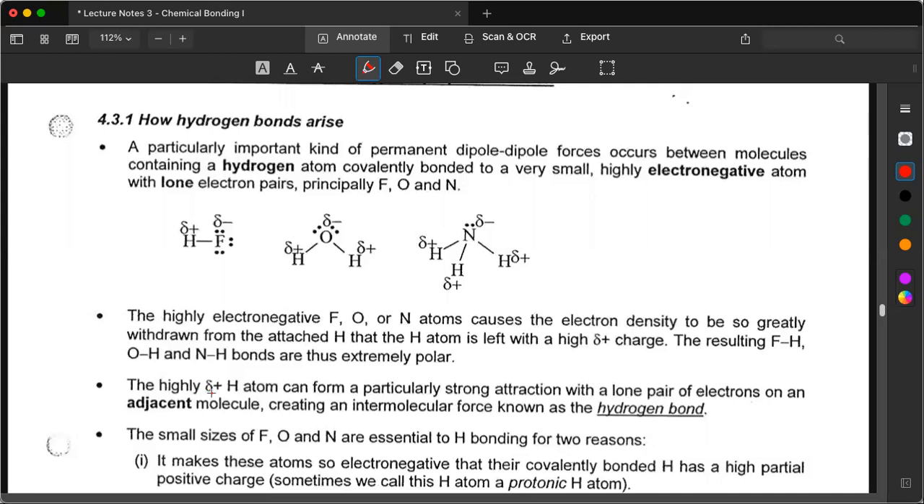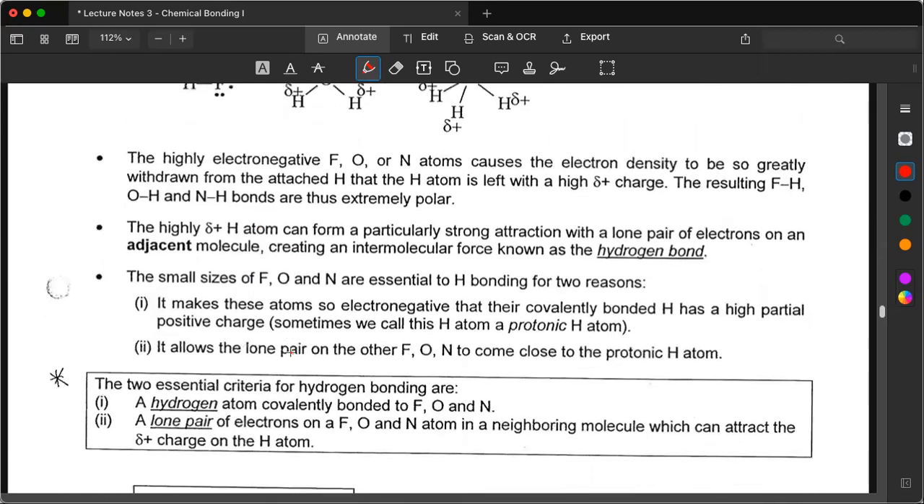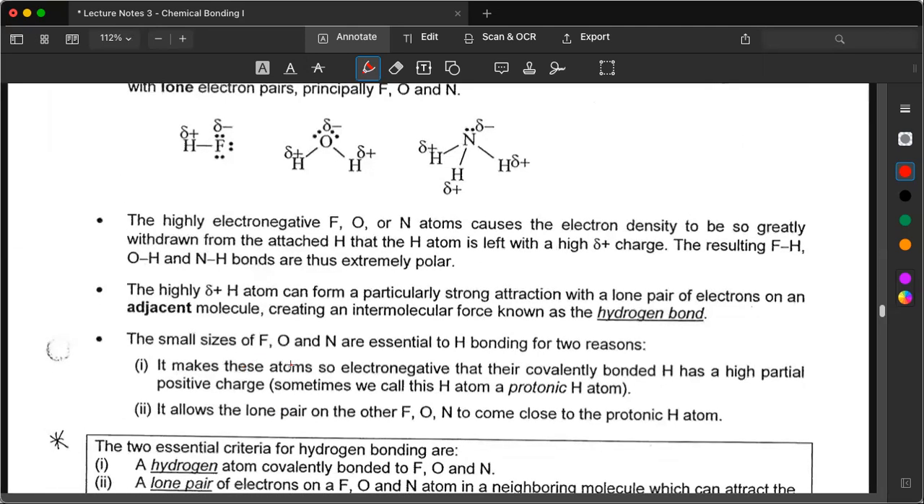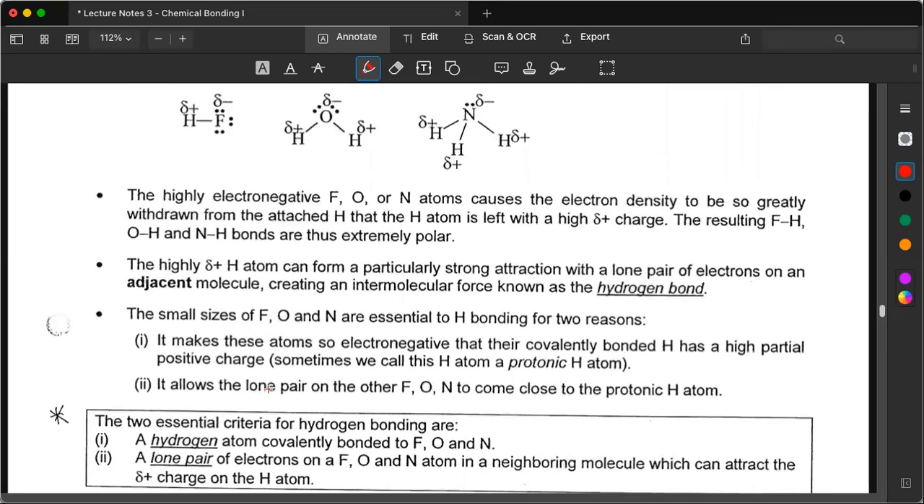And the highly positively charged hydrogen atom can form a strong attraction with the lone pair of an adjacent molecule. This intermolecular force is hydrogen bond. Okay, I'll show you the diagram later. The small size of F, O, N is important for H bonding because it makes these atoms so electronegative that the covalent bond to H has a high partial positive charge. It allows the lone pair on the other F, O, or N to come close to the protonic H atom.